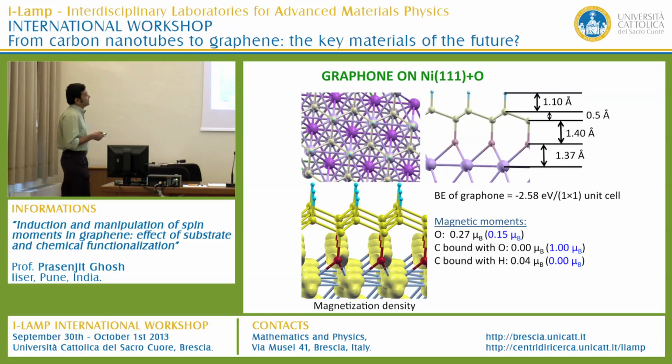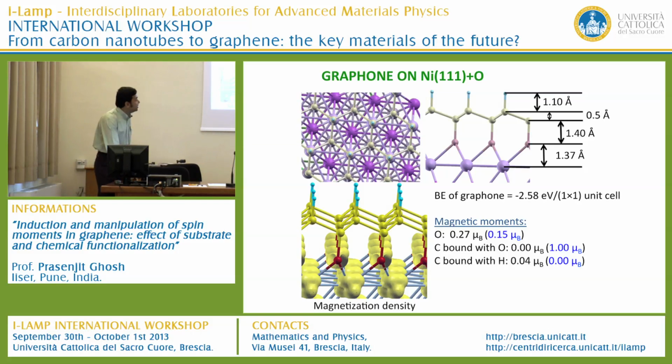The binding energy of the semi-hydrogenated graphene sheet is about minus 2.58 eV. Also, the carbon atoms which don't contain hydrogen form covalent bonds with the oxygen atoms. As a result, the magnetic moments on the graphene sheet are completely destroyed. And if one looks at the magnetic moments on the oxygen atom, the ones in blue are in the limit when these two systems don't interact with each other.